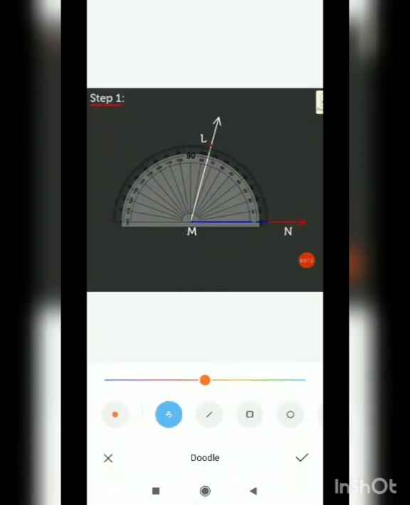You have to put the central part of this protractor at the vertex of our given angle. The name of the angle was LMN and the vertex was M. So the central part of this protractor should overlap with this point M. And this ray MN should overlap with this 0 line.